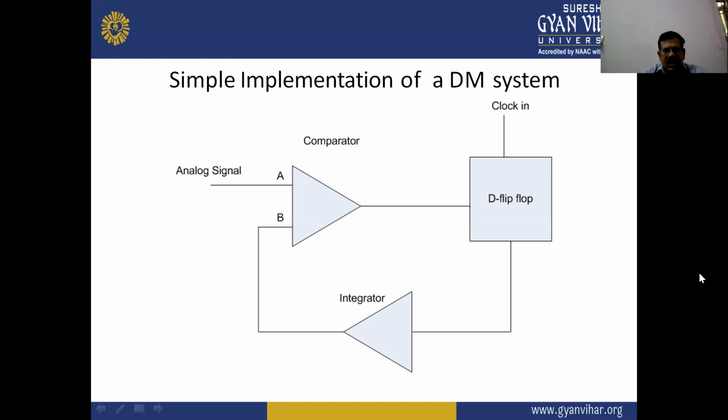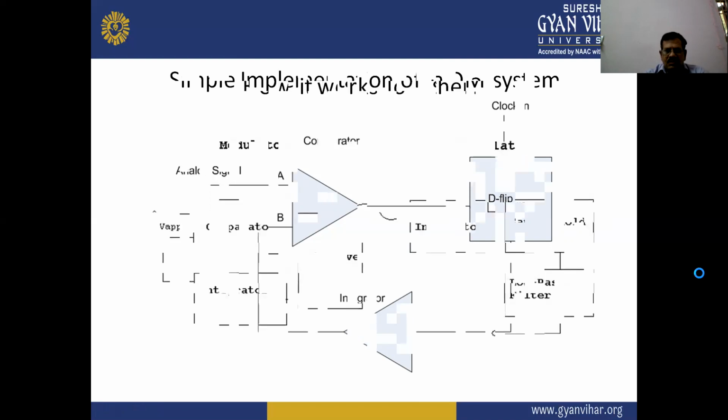So this is the simple implementation of the delta modulation system, in which the analog signal converts into a digital signal, and also the digital signal converts into an analog signal. So this is the function of the delta modulation and demodulation system. This is the simple implementation of the digital delta modulation system.